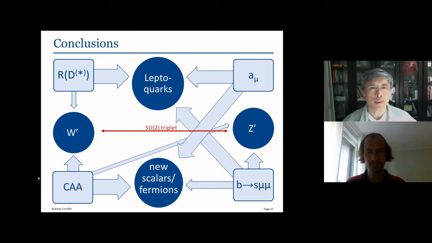Oh, Nima. Yeah, I had a quick question. In the B to S mu mu anomalies, the size of the effect is comparable to the standard model, right? It's destructive, yes. But it's of the order of what we get in the standard model. So 20%. Yeah.